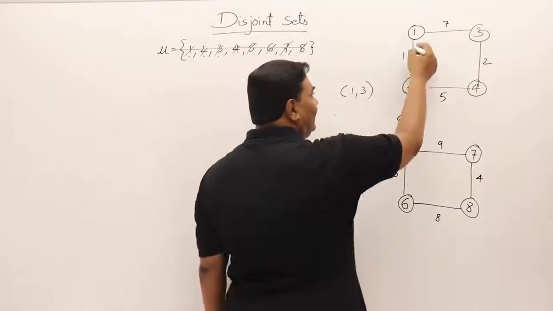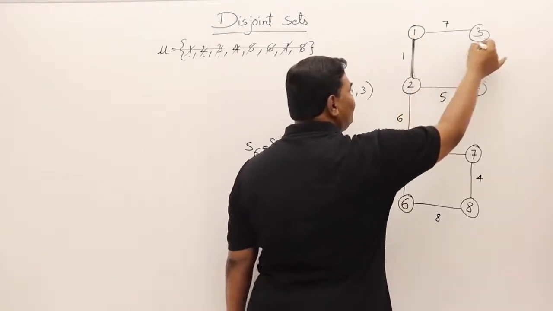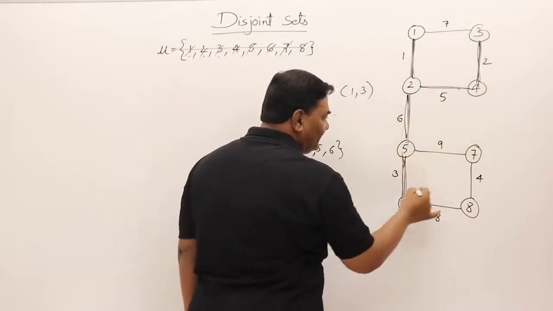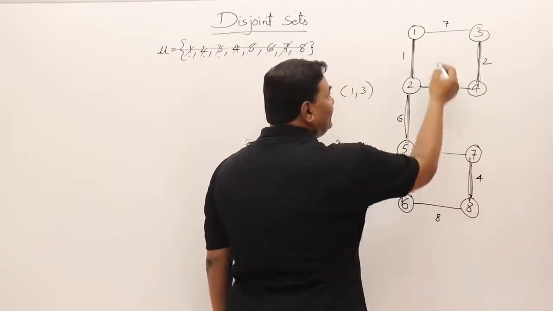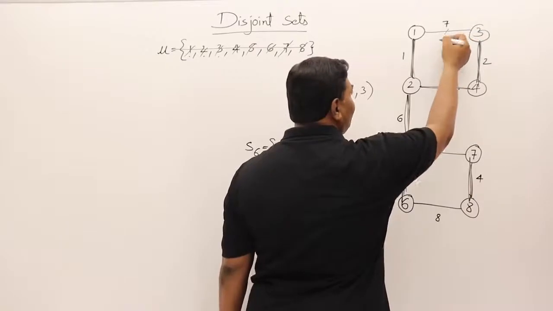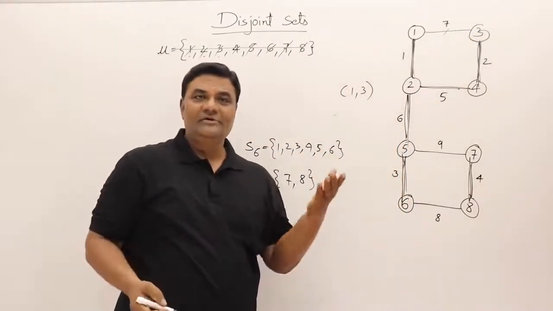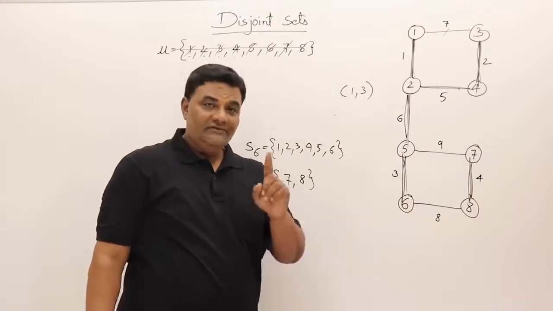I will highlight the edges that I have included so far. See, I have included these edges. I have included these, I have included these edges. Now if I include this edge, it will form a cycle. So don't include this. That's how, for an edge which is forming a cycle, don't include it. We have detected one cycle.